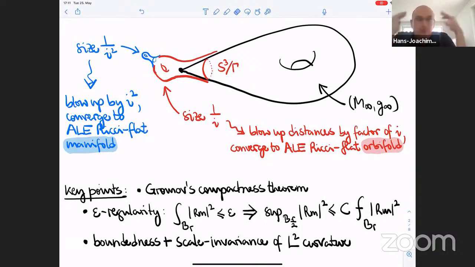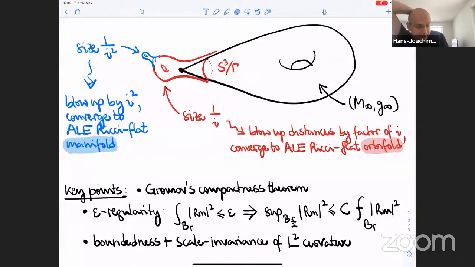If you look at these ingredients, then it's pretty clear that all of these ideas, and the statement and the proof of this theorem, were modeled on the compactness theory for Yang-Mills instantons, and maybe even harmonic maps, that Karen Uhlenbeck had developed a couple of years earlier. In particular, this curvature energy, the L2 norm of the curvature, is the analog of the Yang-Mills energy in this setting.